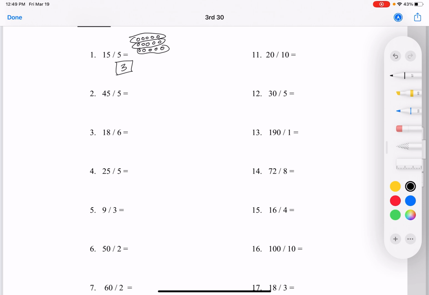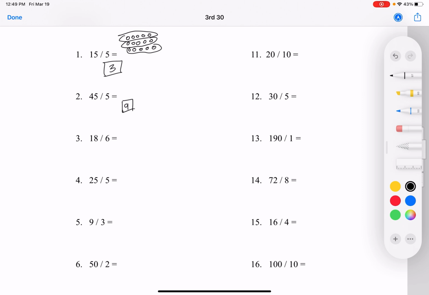So if you want to do this, you probably already have your multiplications memorized, right? If you have your multiplication memorized, then you just think 5 times what equals 45, and you get 5 times 9 equals 45, which means that the answer is 9.